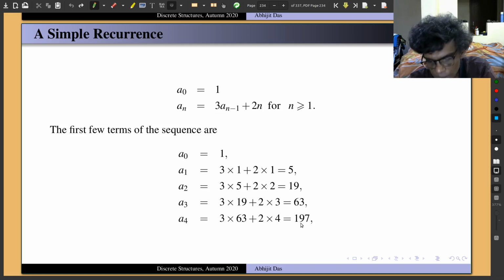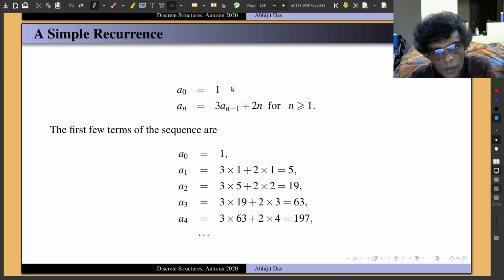So it looks like this An sequence is growing pretty fast. We will see why this is happening. Anyway, keep this in mind: An is 3An minus 1 plus 2n for all n greater than or equal to 1, whereas A0 is 1.